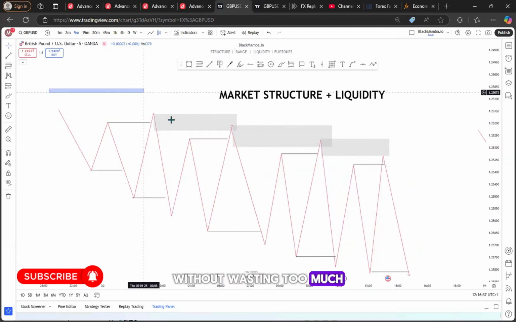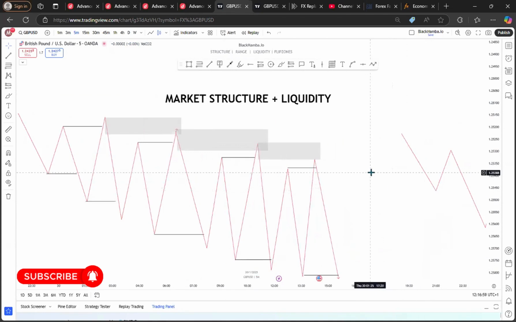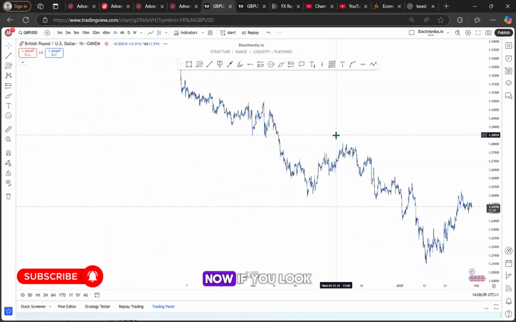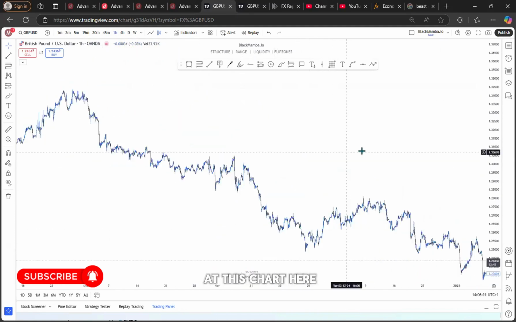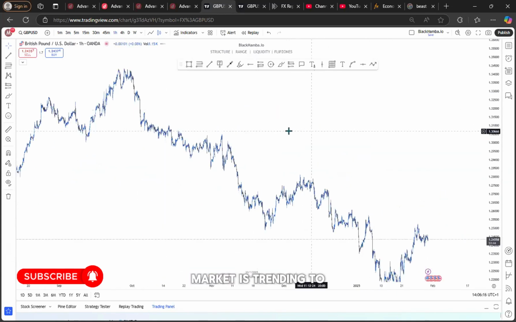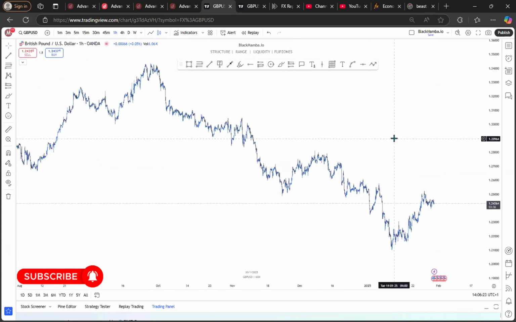Without wasting too much time on this diagram, let's go to the chart so you understand better. First, we need to understand the market direction. Where is price heading to? Is price trending to the upside or to the downside? Now, if you look at this chart here, you'll see that clearly the market is trending to the downside. After identifying market direction, then we need to mark obvious highs and lows like that.